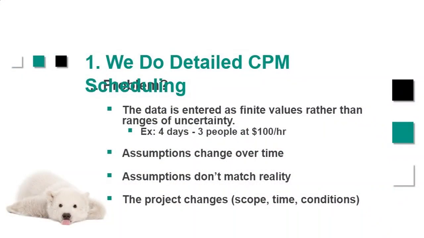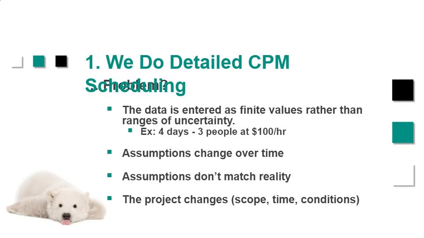We do detailed CPM scheduling, but the problem is that the data is entered as finite values rather than ranges of uncertainty. So our estimate says, okay, we've got 4 days of work for 3 people at $100 an hour. But sometimes the assumptions aren't correct. Things change over time. You thought you were going to be doing this work in the middle of summer, and now you've got to do the work in the middle of winter. So now it's going to take an extra day because those people have to bundle up, or they have to quit working because it's too cold, or they just lose productivity. Or maybe that $100 an hour isn't valid anymore. You did this estimate 5 years ago, and now it turns out that you're paying $125 an hour.